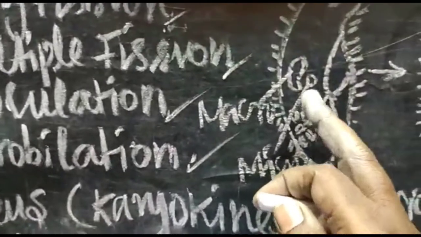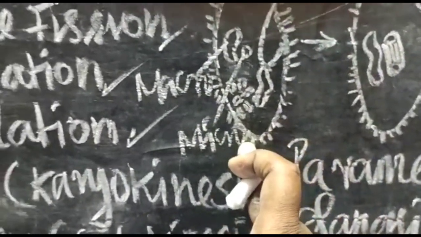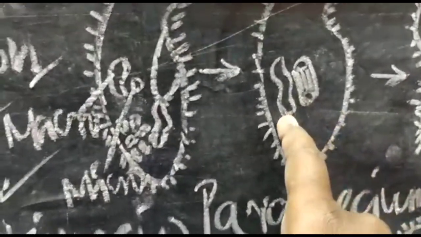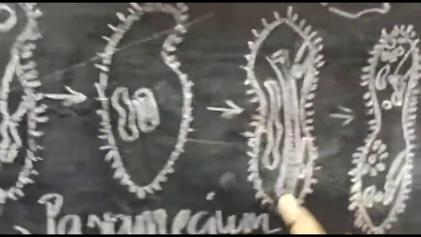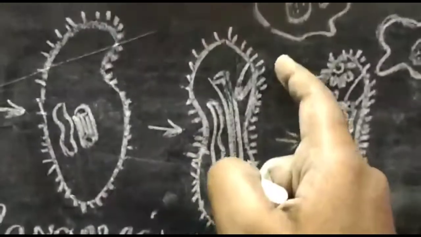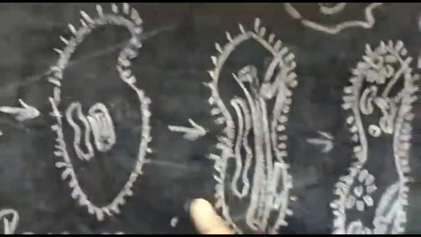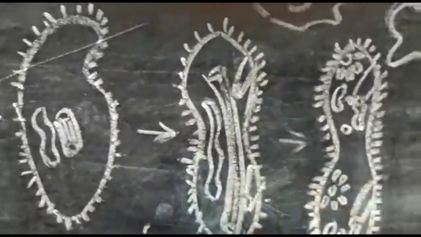The macronucleus divides by amitosis, and the micronucleus divides by mitosis. In the next step, the old oral groove disappears. After the plan of division, two oral grooves appear.